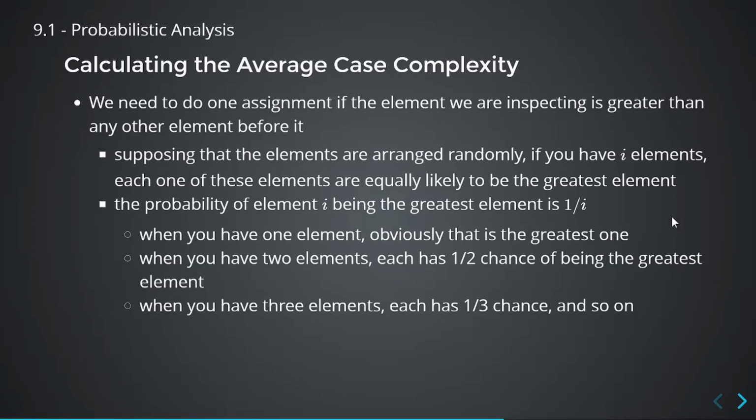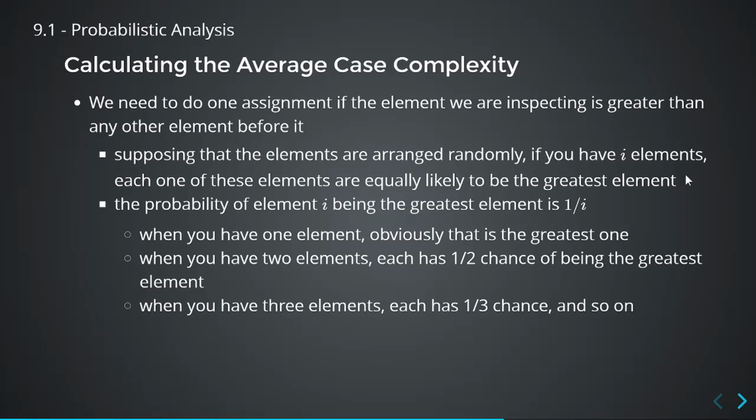So how do we do that? Okay, you need to do one assignment if the element that you're looking at is greater than any other element before it. So that's the only time you have to do that assignment, right? It has to be bigger than every other element before it. Okay, so now the elements are arranged randomly. And let's say you have, I don't know, i elements. If you've got i elements, each one of those i elements is equally likely to be the greatest element.